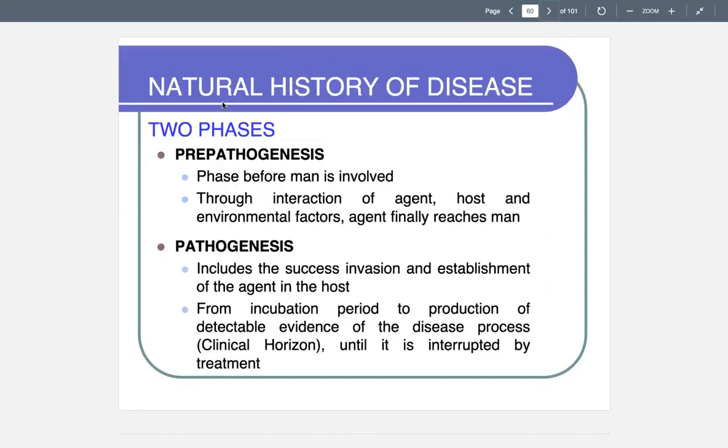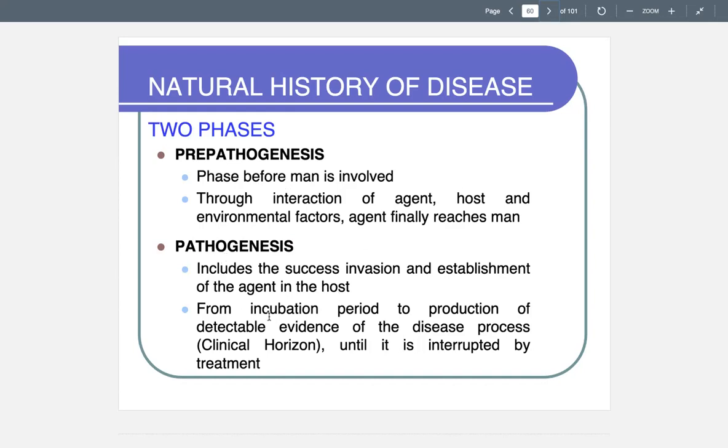Okay, so in the natural history of disease, class, there are two phases such as the prepathogenesis and the pathogenesis phase. Yung prepathogenesis, this is a phase before man is involved, which is yung interaction of the agent, the host, and environmental factors. Sa prepathogenesis, yung infectious agent nasa environment pa lang, wala pa doon sa host. Papasok pa lang siya sa susceptible host.